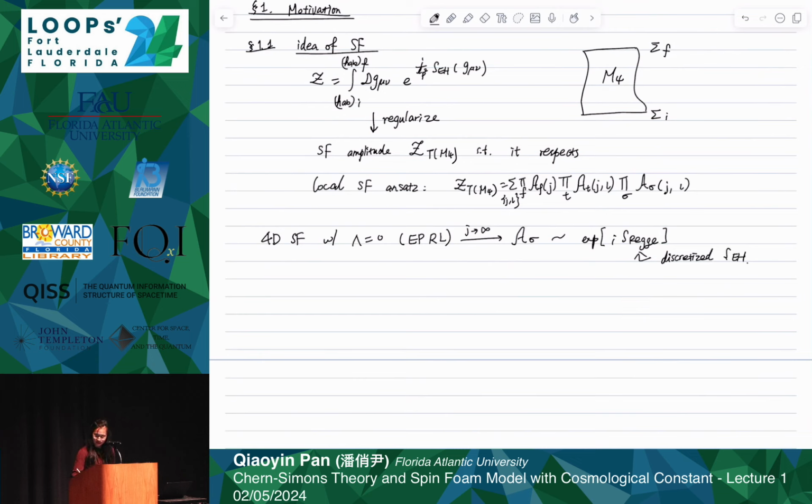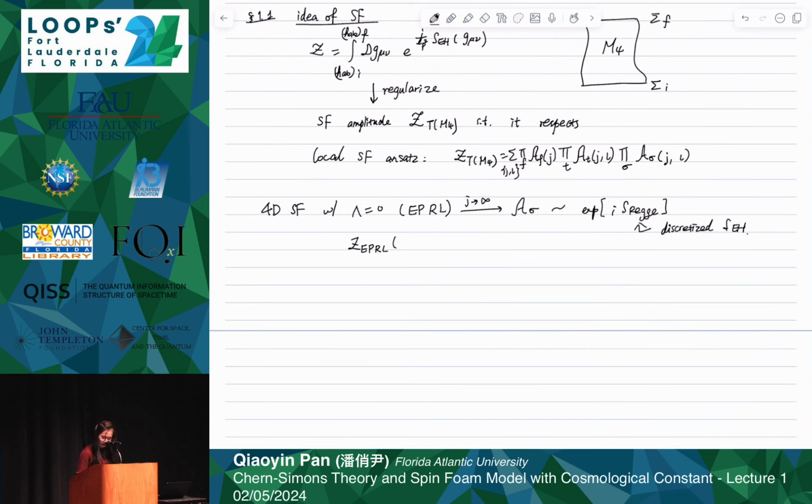But the problem in the EPRL is that if I consider the spin-form amplitude in EPRL for a general triangulation of a four-manifold, it gives us a divergent result. So how to deal with it? It's not a very good regularization in this way.